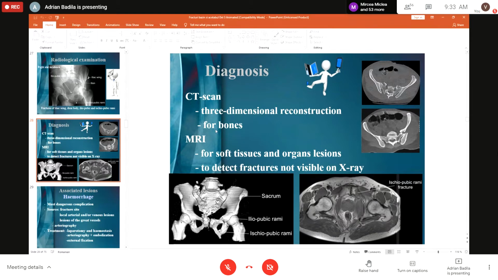So the CT scan is for bones, MRI usually is for soft tissues and organs, but it can provide us also informations about some fractures which were not detected at the normal X-ray view examination.